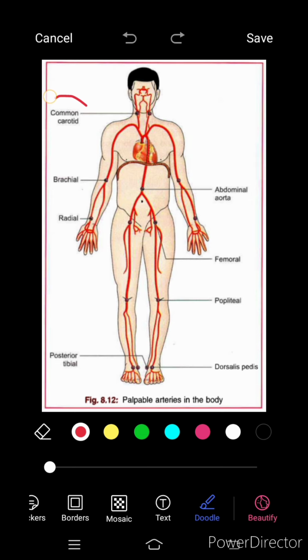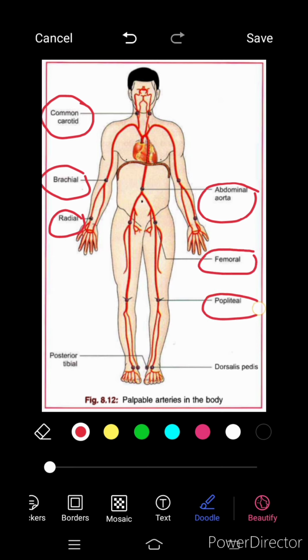Now let's see about the palpable arteries in the body. So these are the common carotid artery, brachial artery, radial artery, abdominal aorta, femoral artery, popliteal artery, dorsalis pedis, and posterior tibial artery.